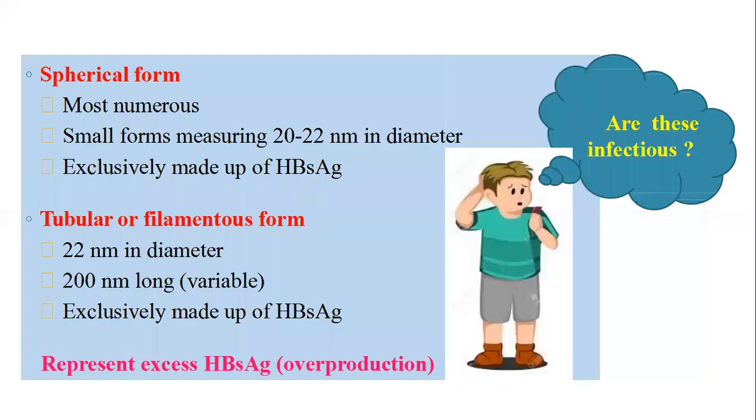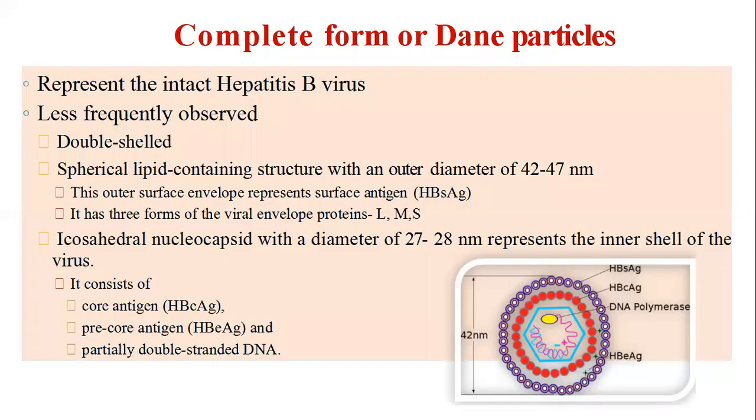So the general perception is whether all three forms of hepatitis B virus are infectious. As I said, the first two forms are non-infectious. But the third form, the Dane particle, is the infectious particle, and it represents the intact hepatitis virus.